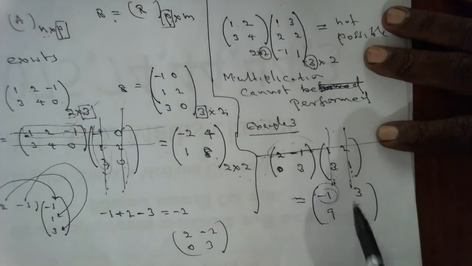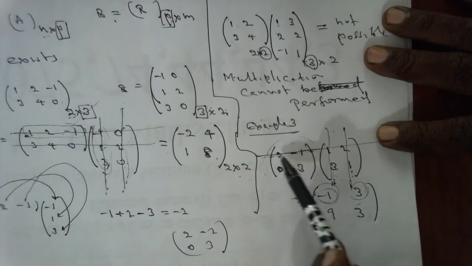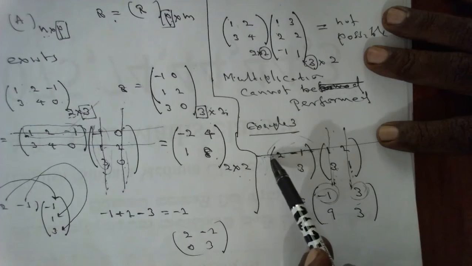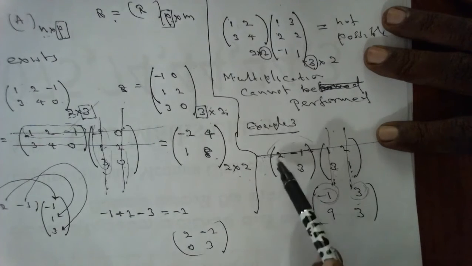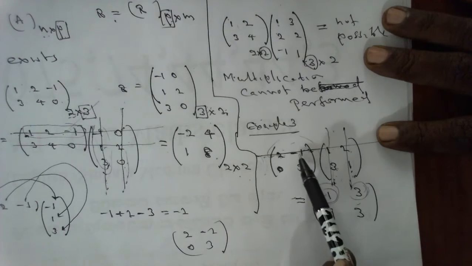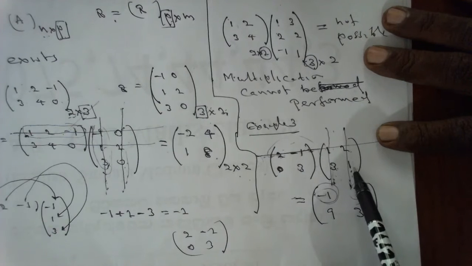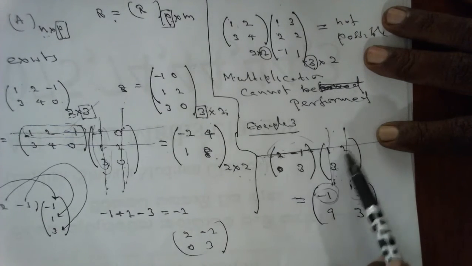Now if you want this element, how do you get it? You multiply this row and this column. That is 4 into 2 is 4, minus 1 into minus 1, minus 1 into plus 1 is minus 1, 4 minus 1 is 3.